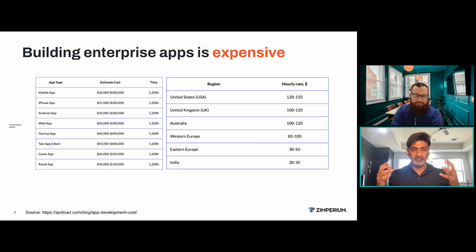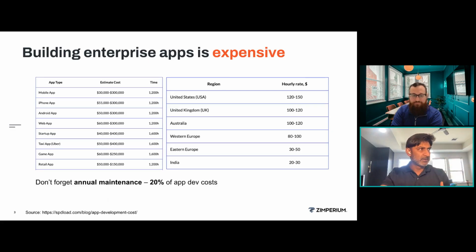So cost is front of everything, right? It's top of mind because we're spending the money before we see the benefit from it. And then there's a 20% fee for maintaining this stuff. Let's not forget that, right? So it gets expensive. And then there's people.